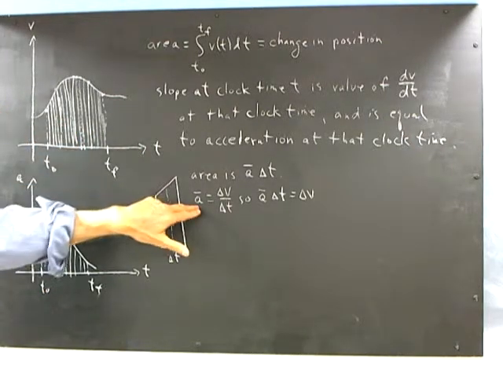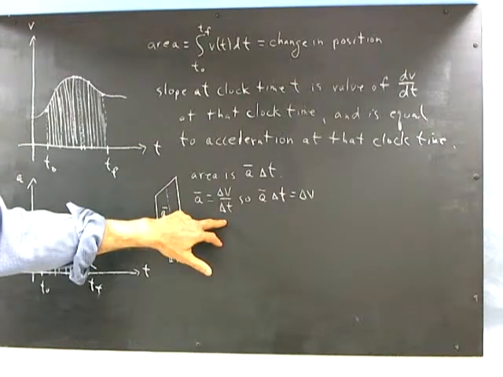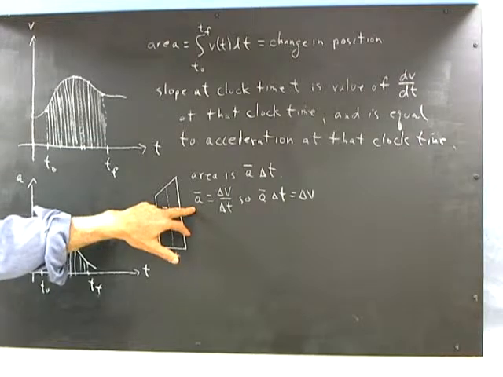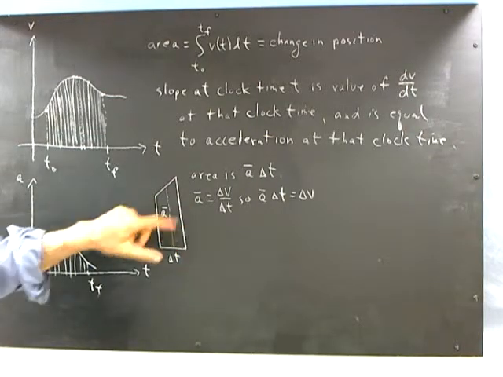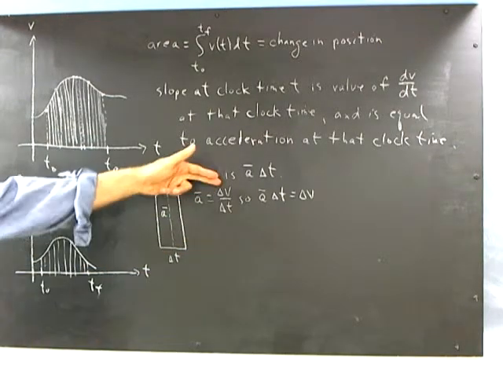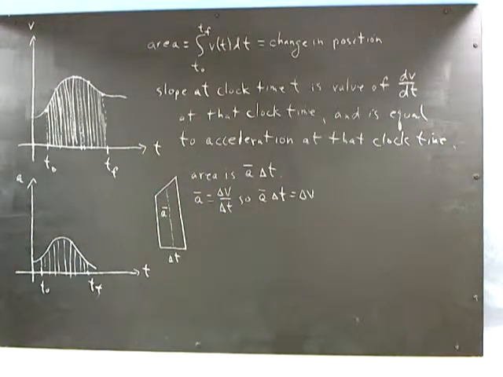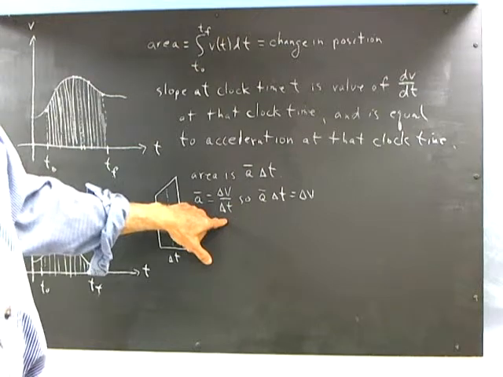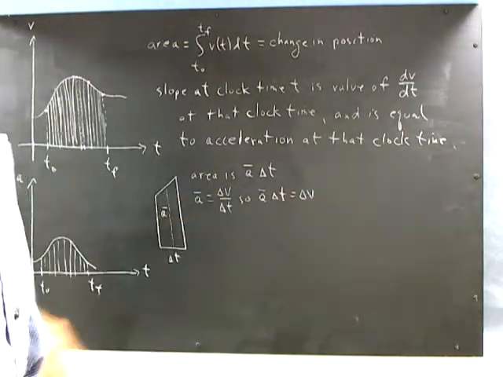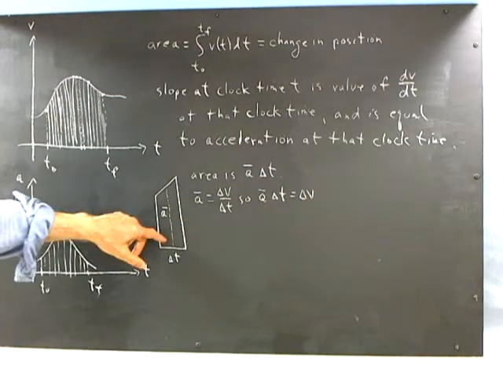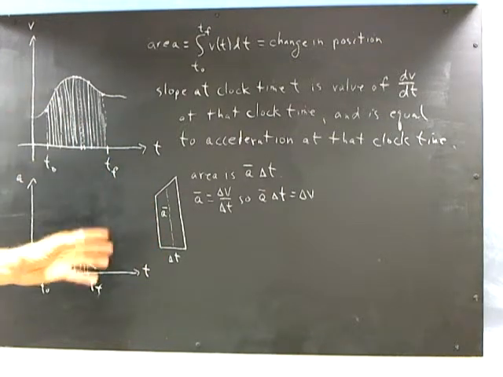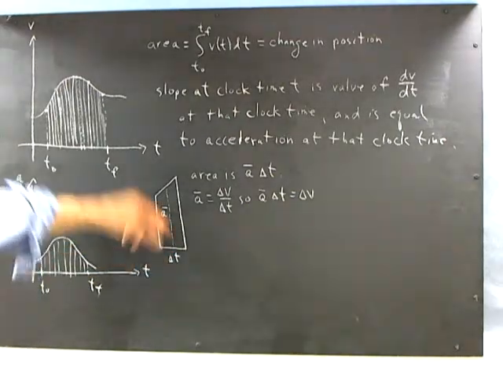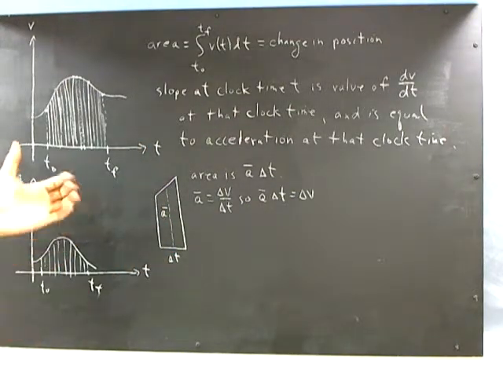Well, a bar is delta v over delta t. Average acceleration, remember, is the average rate of change of velocity with respect to clock time, which is change in velocity over change in clock time. So that average acceleration times delta t is going to equal delta v. So the area of any given trapezoid corresponds to or represents the change in velocity for that given time interval.